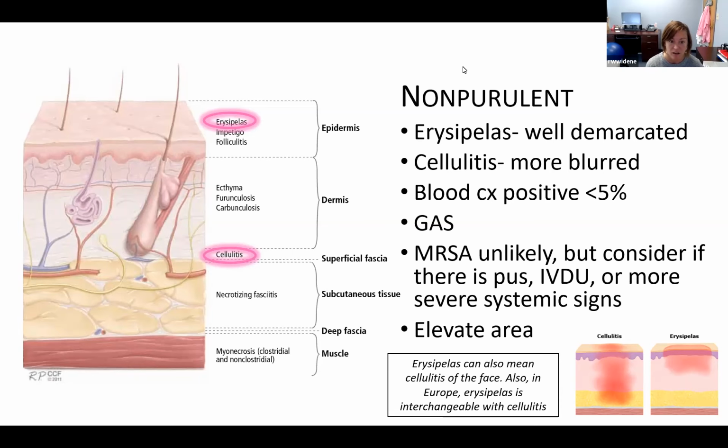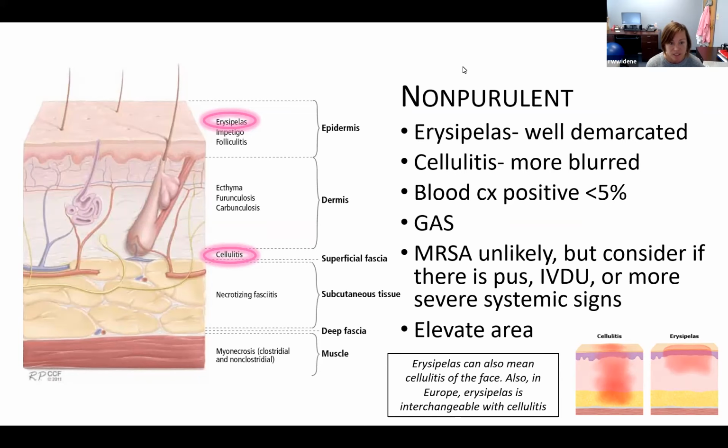However, if there is a severe infection, with some systemic signs, or if there is pus, or if there's trauma, and especially IV drug use, you do want to consider MRSA and maybe escalate with some MRSA coverage like vancomycin. If it's a severe infection in an immunocompromised person, and you've got more than just cellulitis going on, then vancomycin plus cefepime is what you might want to consider.